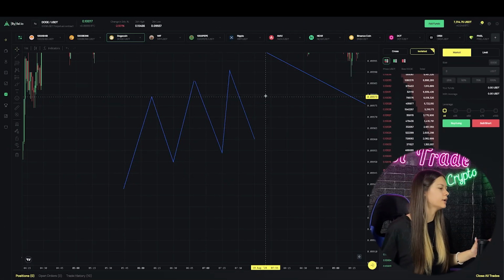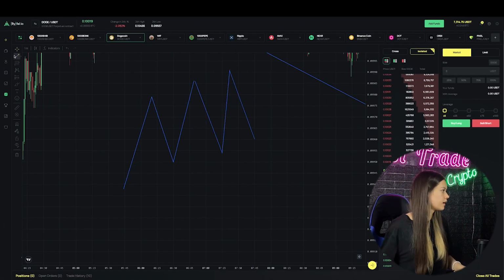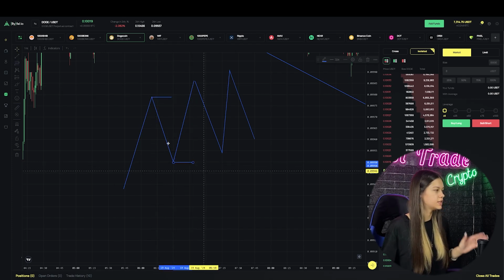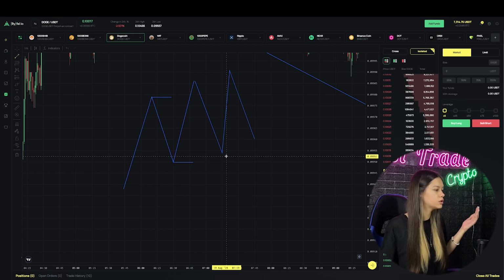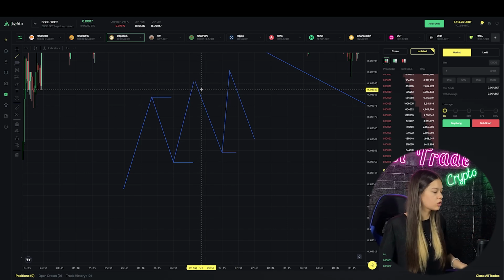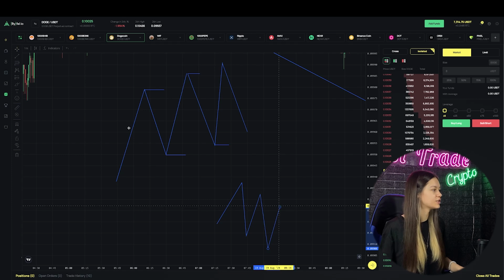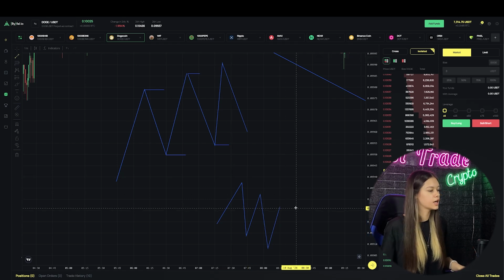For example, here we have a good example of a real uptrend movement. And we can see that every hour high and also every hour low is updating. So the next hour low needs to be closed higher than the previous one, and the next hour high needs to be closed higher than the previous hour high. And on the downtrend movement it's the same, but reversed.